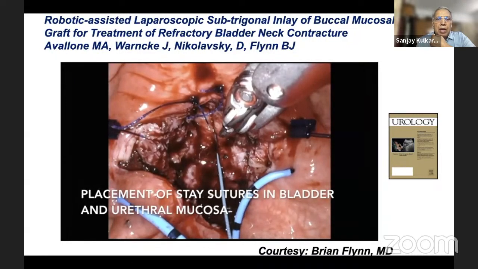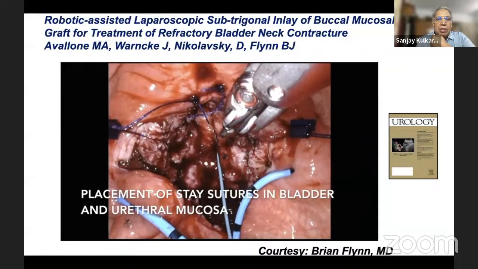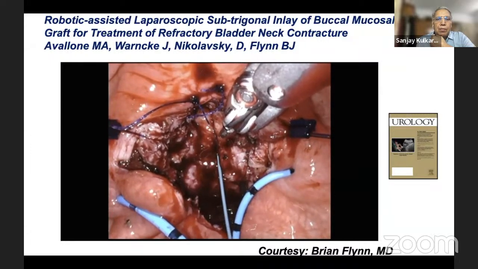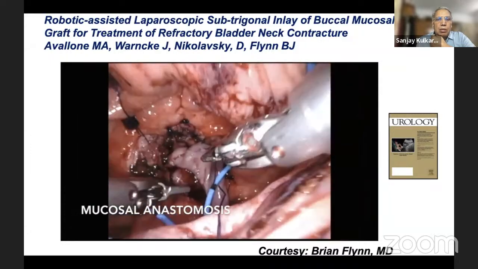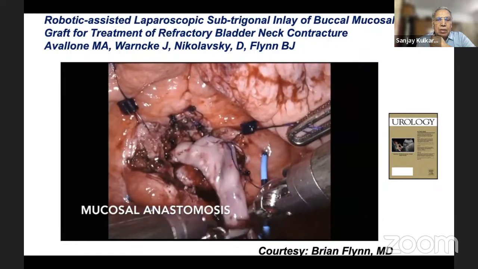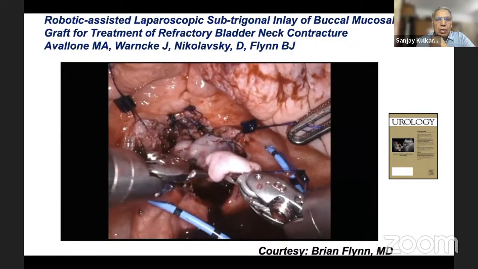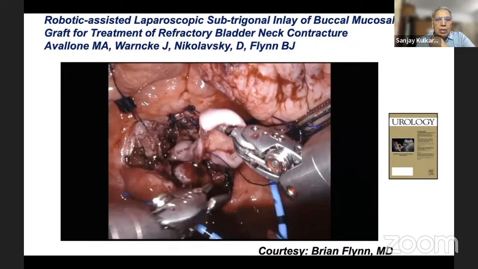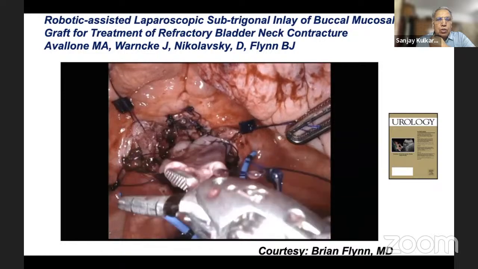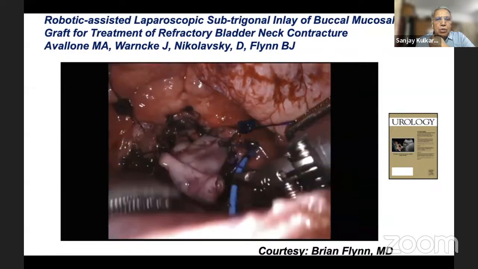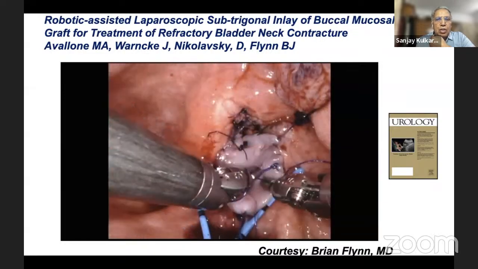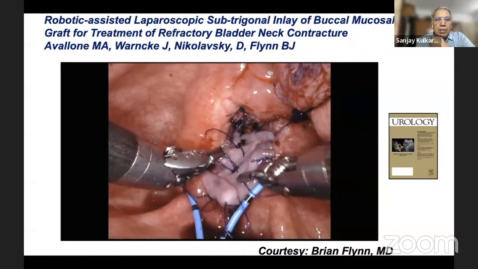Now, these are common after radical prostatectomy, after therapy for prostate cancer, with different treatments available, including radiotherapy. The buccal mucosa is spread and fixed into the scar excised on the posterior wall of the bladder neck, and it is quilted there.